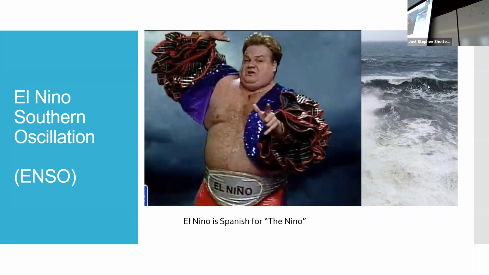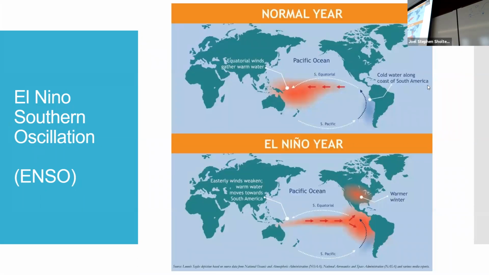And so what happens with El Ninos in a normal year: you can have a year where it's not really strong. There's not a really hot or really cold situation. You've got, this is the ocean current right here.